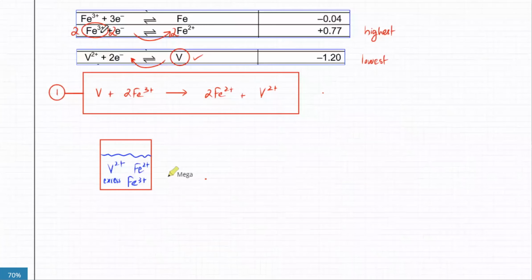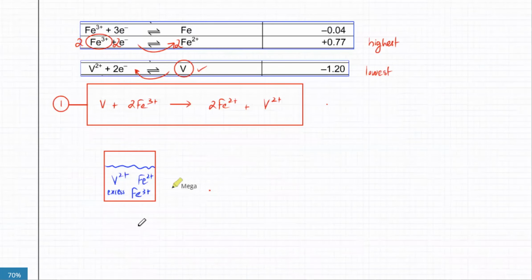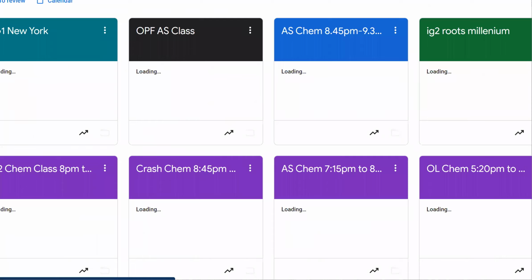So I've got these 3 things. I'm going to start again and try to figure out what happens when these 3 things are present. I've got my products and the excess Fe3 plus, so I would need these 3 equations again. Just a second, I lost the board. Just wait for it to reload.